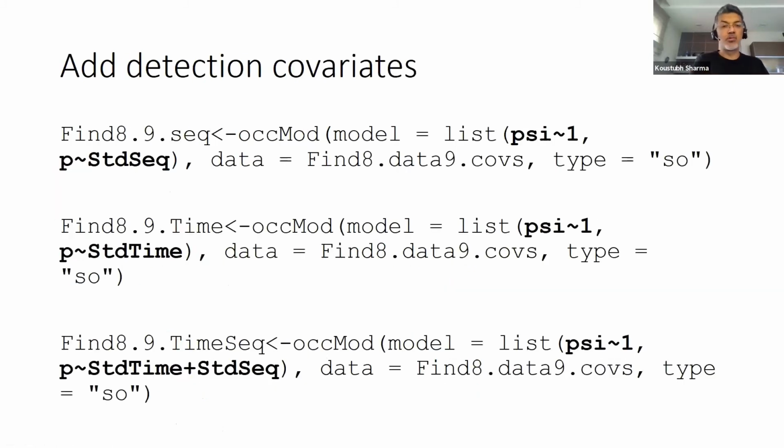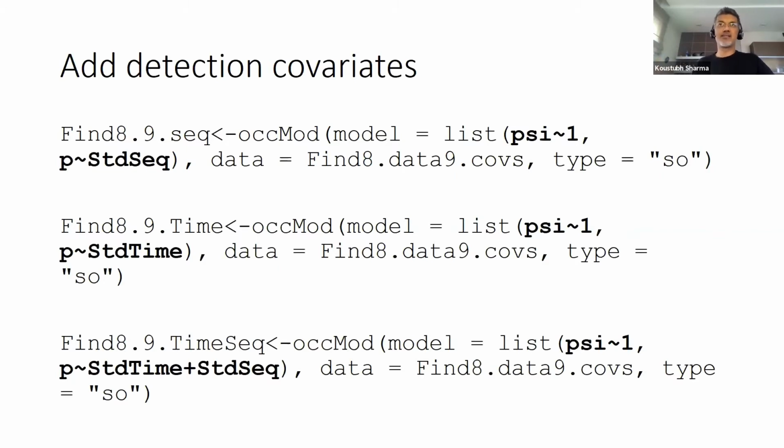Now we go to step 2, where we make it a little more complex, and you have to be a little careful on this step, because this is where we will be incorporating detection covariates. Remember we were hypothesizing that probability of detection is a function of sequence, right? From 0 to 25, as we went further in sequence, we were becoming experts at detecting 8.